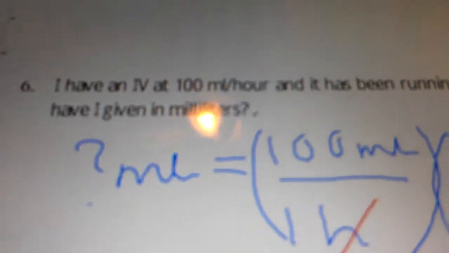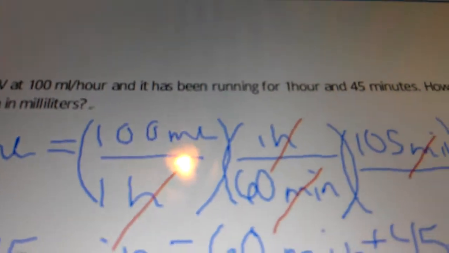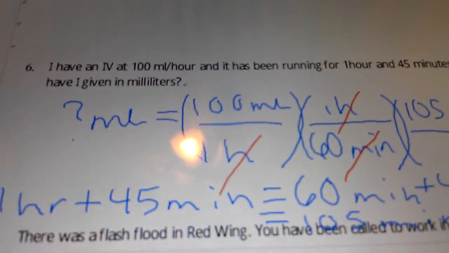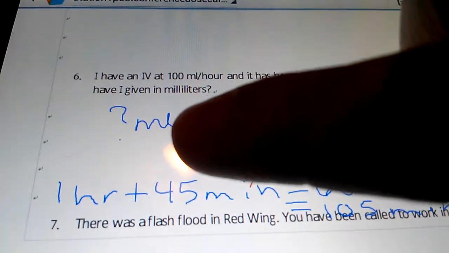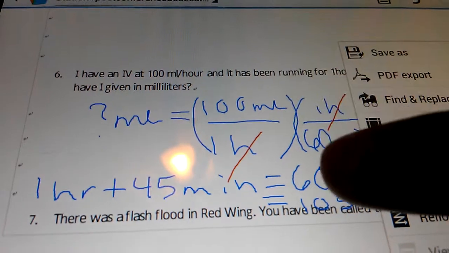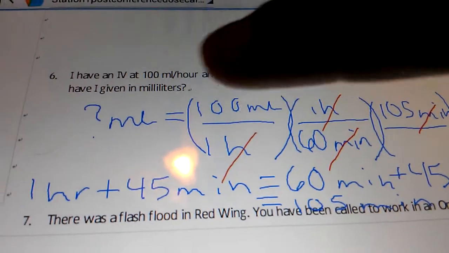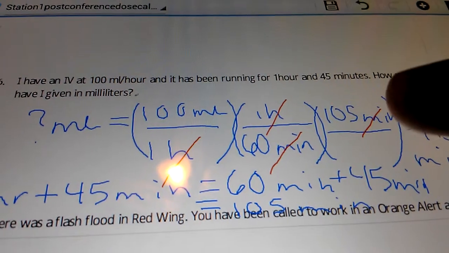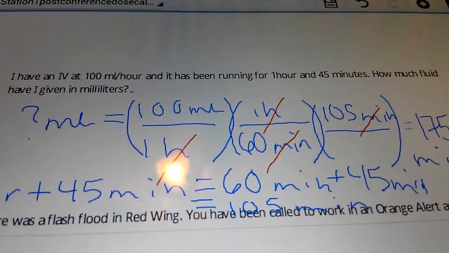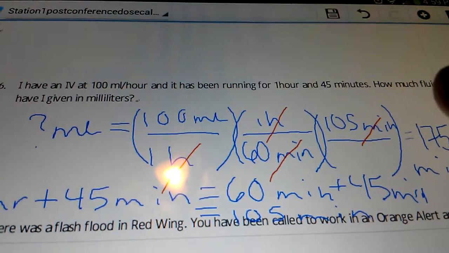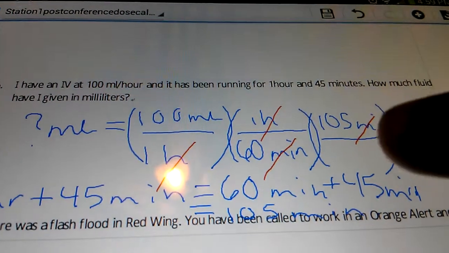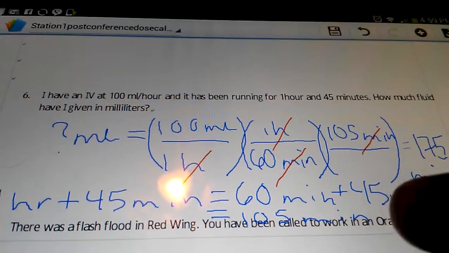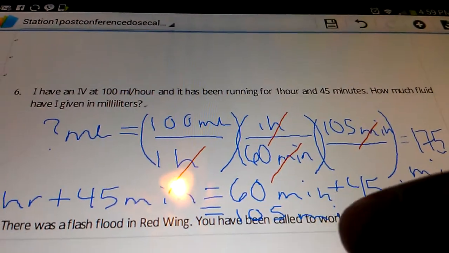I have an IV at 100 mils an hour, and it's been running for 1 hour and 45 minutes. How much fluid have I given in milliliters? So what I'm asking here is how many milliliters. Here's what I know: 100 mils go in over an hour. The time I'm giving it over is 105 minutes, because 60 minutes plus 45 minutes equals 105 minutes.